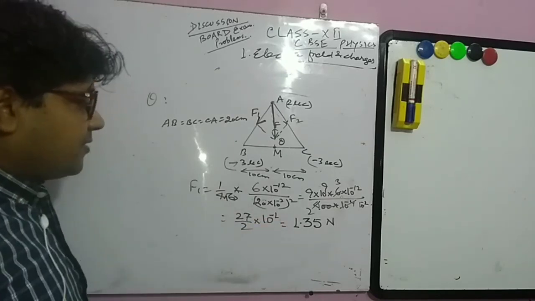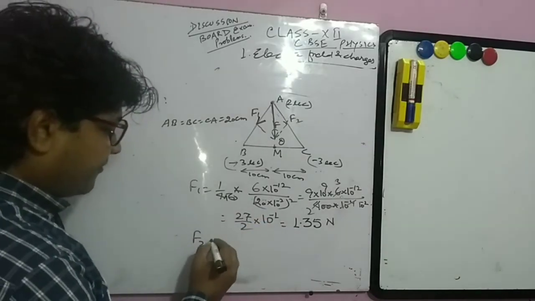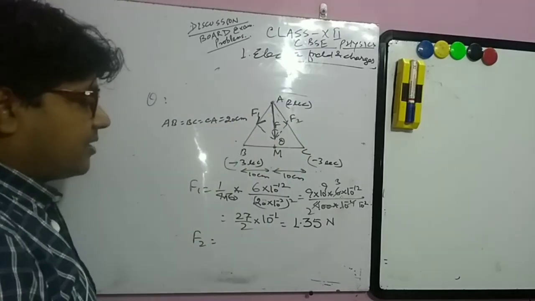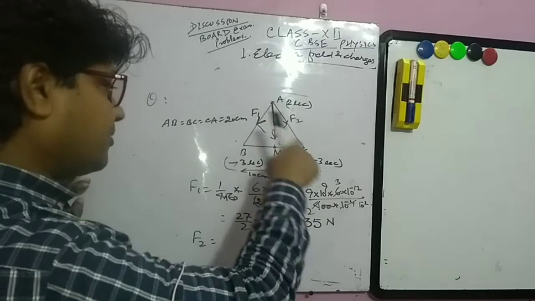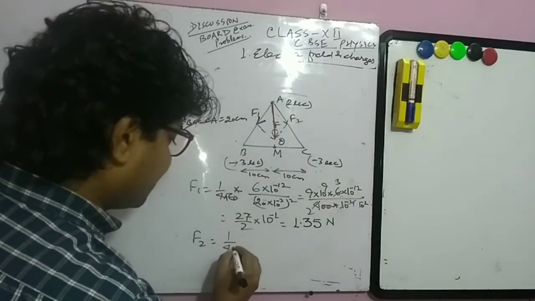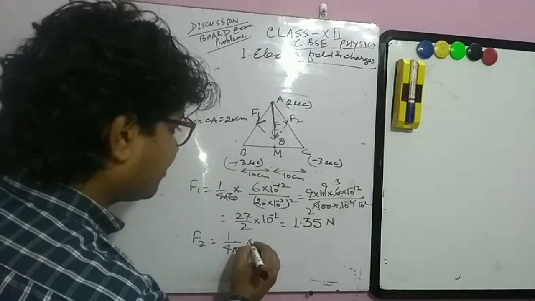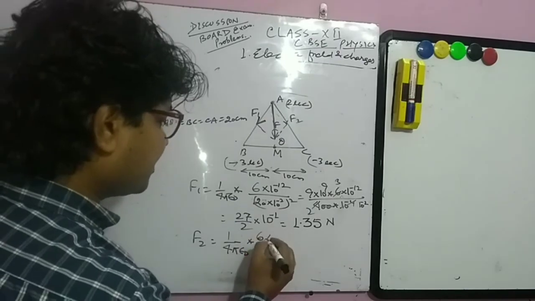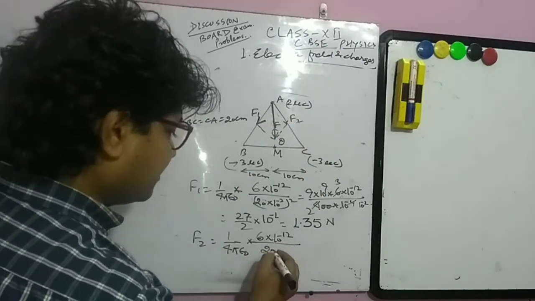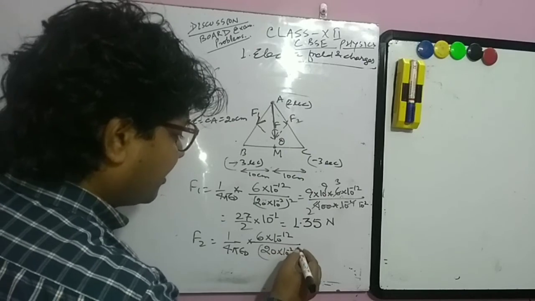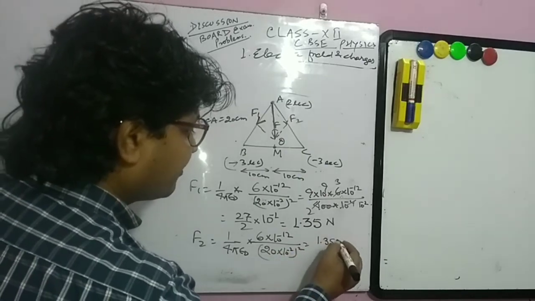So this is the force F1. So what will be F2? We can calculate F2 here, this will be our F2. F2 will also be an attractive force, so 1/4 pi epsilon naught and this is equal to 6 into 10 to the power minus 12 divided by the same distance, and here we will get 1.35 Newton.